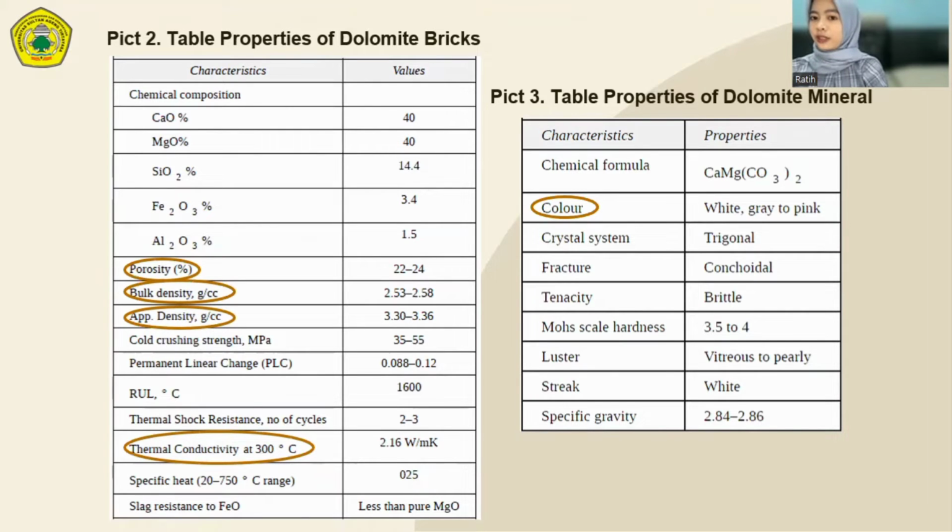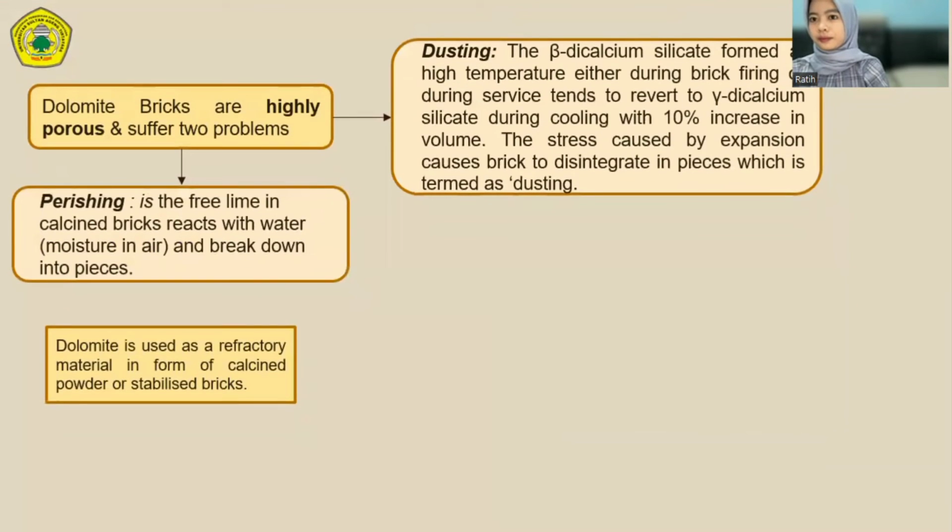And then thermal conductivity at 300 Celsius. Next is Mohs-scale hardness with properties 3.5 to 4. And then slag resistance to FeO. Next is permanent linear change or PLC with value 0.088 to 0.12. Next is thermal shock resistance of cycles with value 2 to 3. And then cold crushing strength with value 35 to 55.